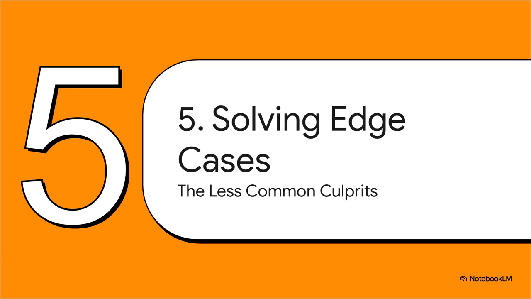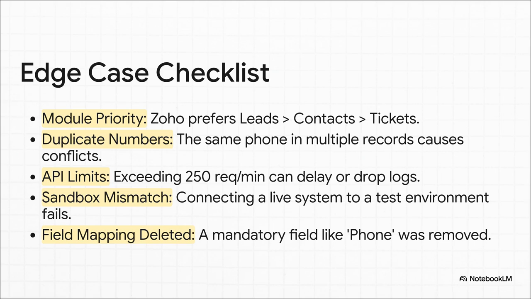So, what if you've checked your setup, your token is good, you're using balanced mode, but things are still not working right? Okay, now we have to dig a little deeper and look at some of the less common, but just as frustrating edge cases. Here's a quick checklist of some other culprits to look out for.